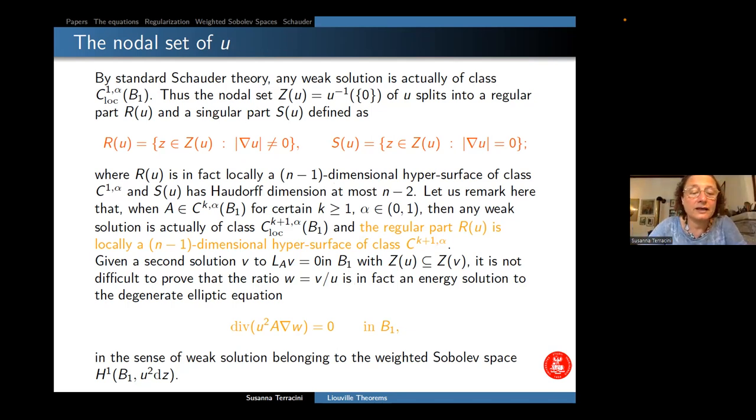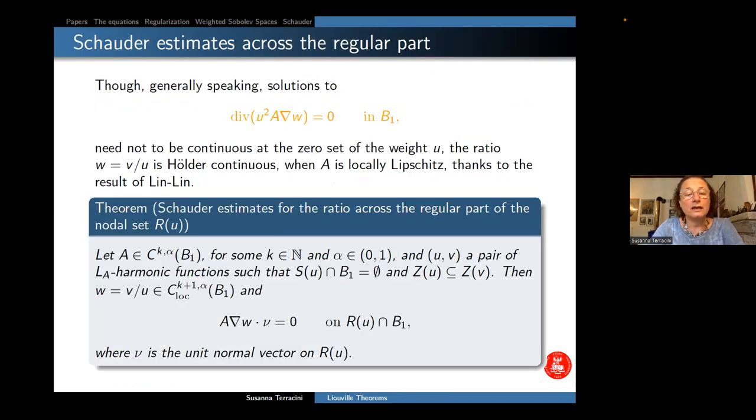We think of having another function, another solution, and we take the ratio. And in fact, we can apply our theorem to obtain C^{k,alpha}, in the same assumption, C^{k+1,alpha} of the ratio. Note that the solution of this equation need not be continuous, but these ratios in particular are, so they are continuous and C^{k+1,alpha}.